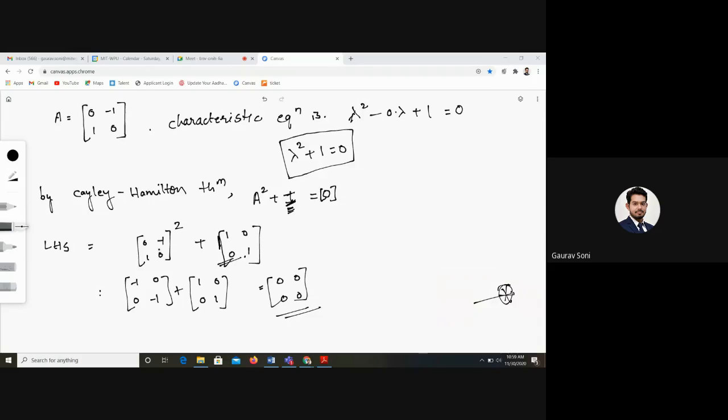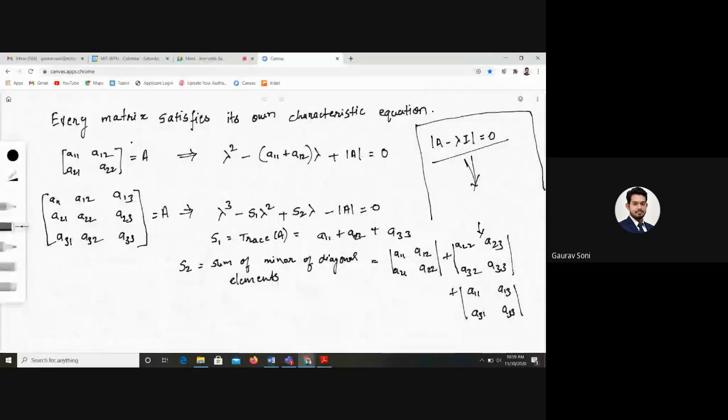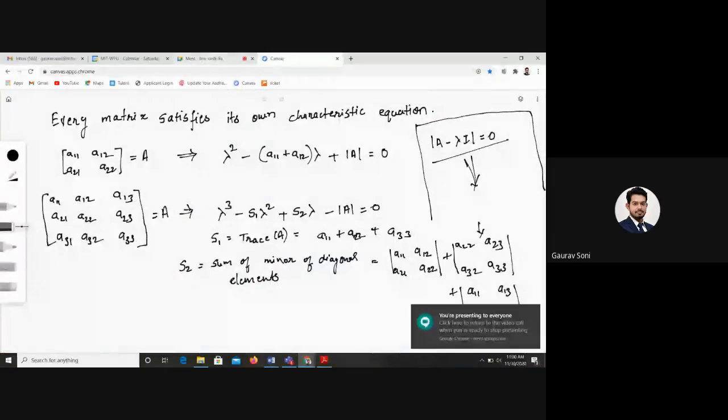Can you show the first page once? The one just before this one. Yes, sir. Just a minute, can you just switch to the example you showed right now? Just a minute.